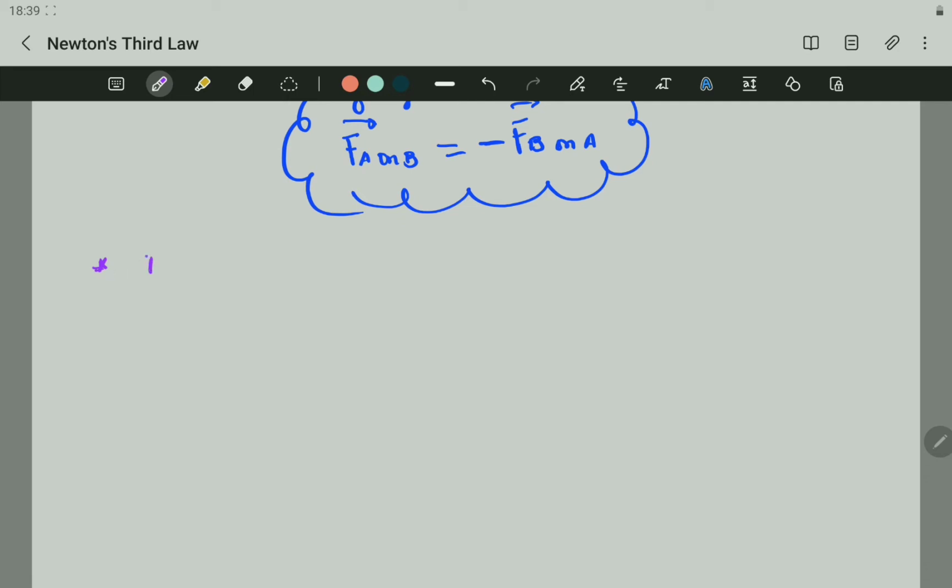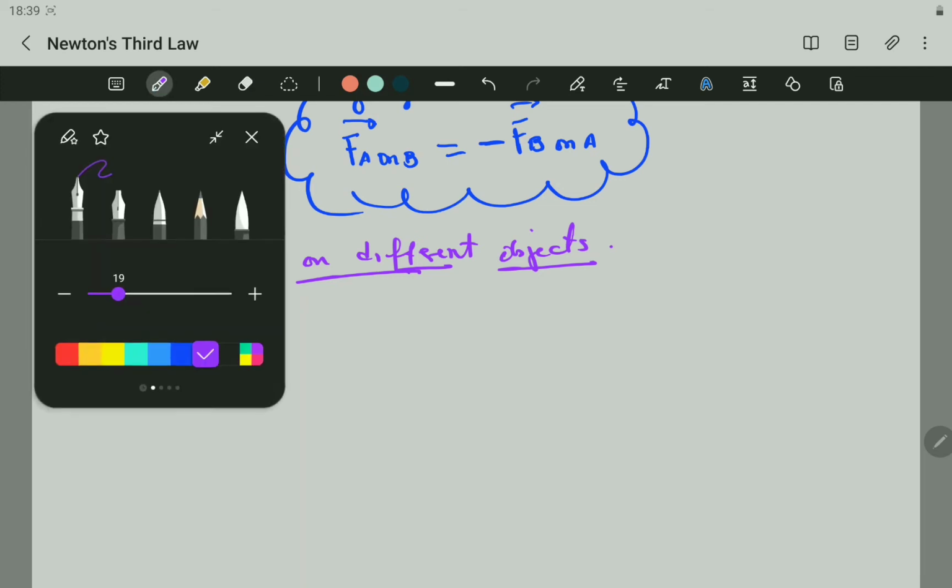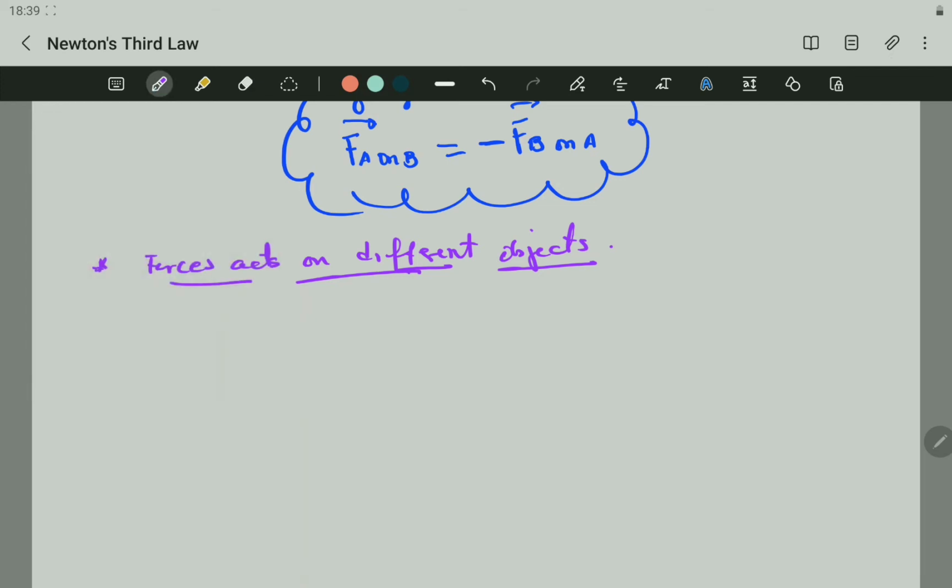The forces or the interactions act on different objects. That is the first important thing. For example, if a block is resting on the table, let's just do the drawing of the table.